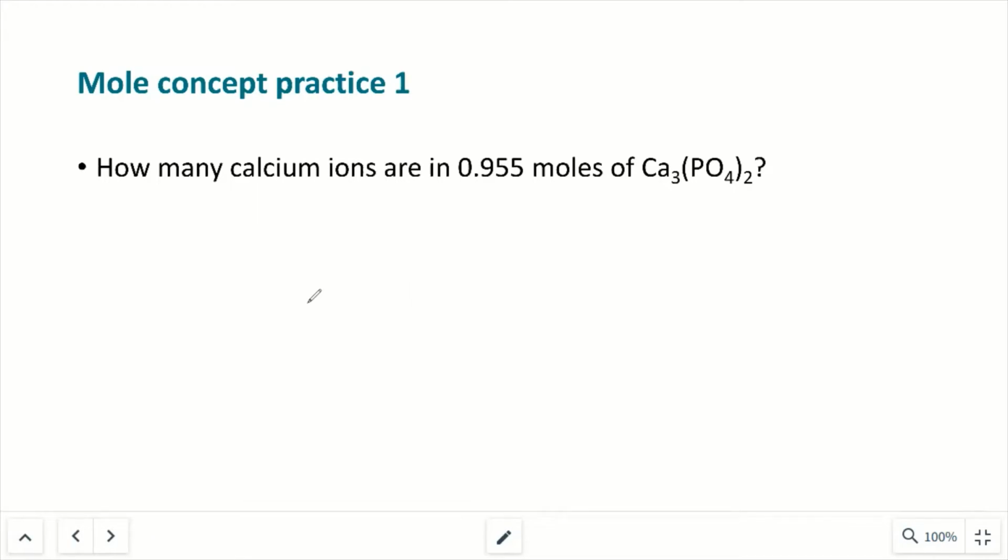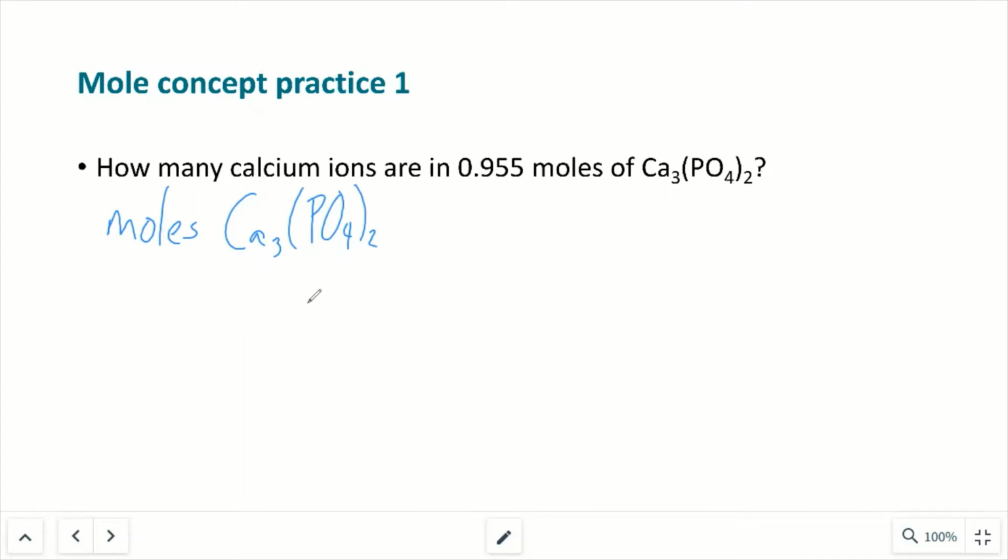So what we have to do here is get ourselves organized so that we do the correct conversions in the correct order. So we have currently moles of calcium phosphate. This is the information that was given to us. Now, there are two ways that we can go about solving this problem, and they both are pretty much the same, just in different orders.